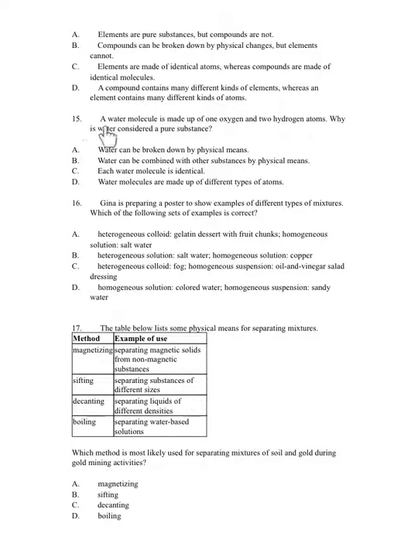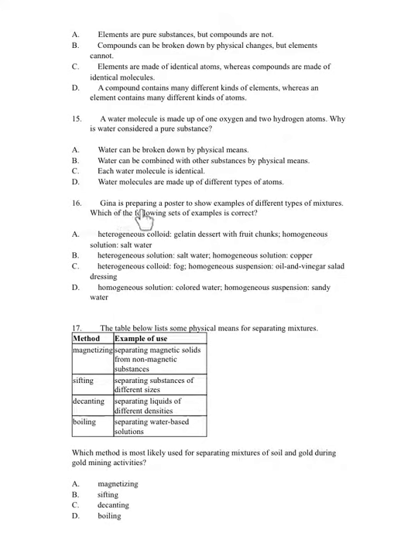Number 15. A water molecule is made up of one oxygen and two hydrogen atoms. Why is water considered a pure substance? A. Water can be broken down by physical means. B. Water can be combined with other substances by physical means. C. Each water molecule is identical. D. Water molecules are made up of different types of atoms.